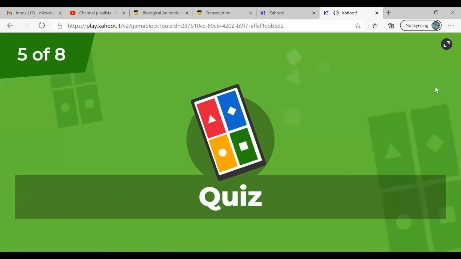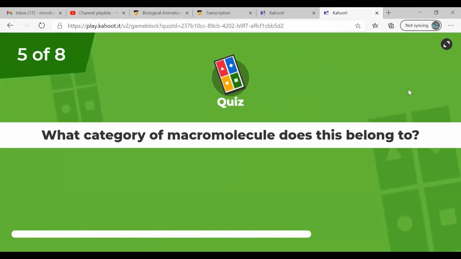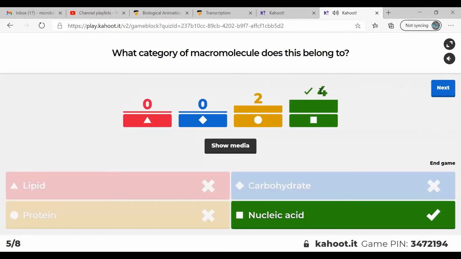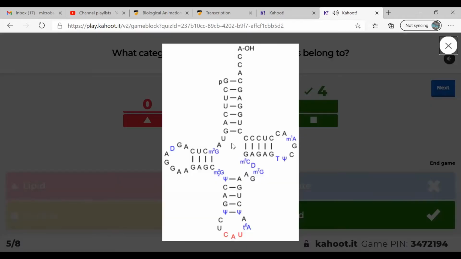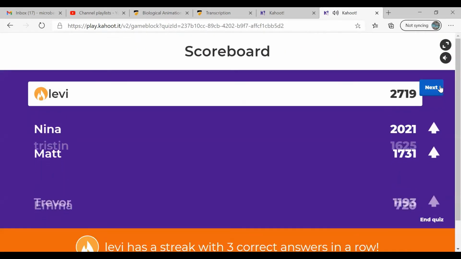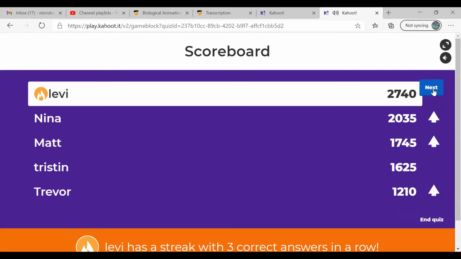Okay, a few more questions if you want to redeem yourself. Okay, so here's another one. Sorry, the diagram's a little small, but maybe you can see the letters in there. Hopefully that is a big clue. So that's a nucleic acid. So notice all the letters in there. We've got A's and U's and C's and G's. A few other funny things in there, but this is transfer RNA. So this is a nucleic acid. Okay, so the scoreboard is getting mixed up a little bit. That's good.